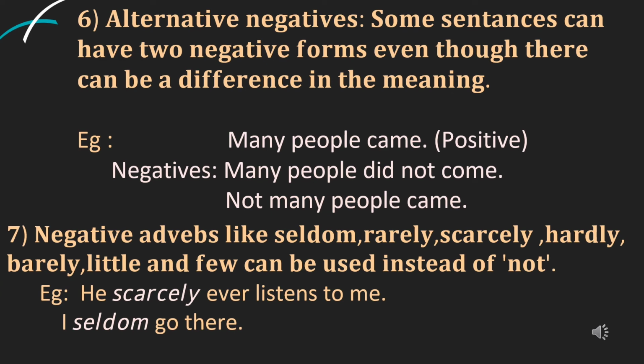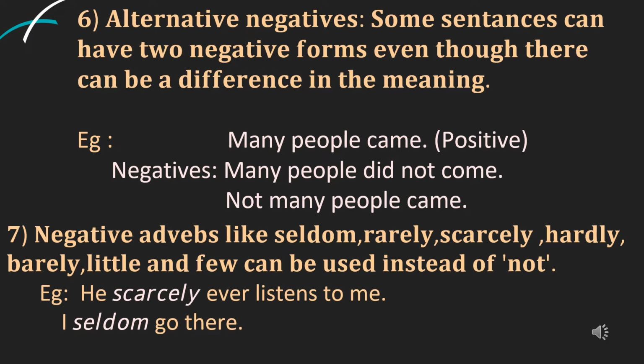The next rule is about alternative negatives. Some sentences can have two negative forms, even though there can be a difference in the meaning. Such sentences are called alternative negatives. Look at the sentence "many people came." The negatives of this sentence can be written either as "many people did not come" or "not many people came."